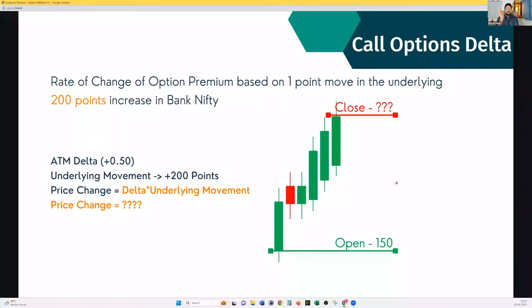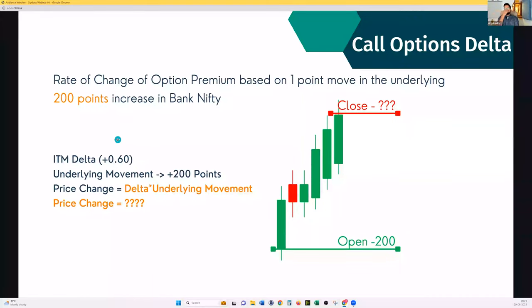Okay, so it clearly denotes that the price change is going to be 200 into 0.5, which is going to be 100 points. From 150, it will be moving to 250. Okay, so now in this case, let me know.